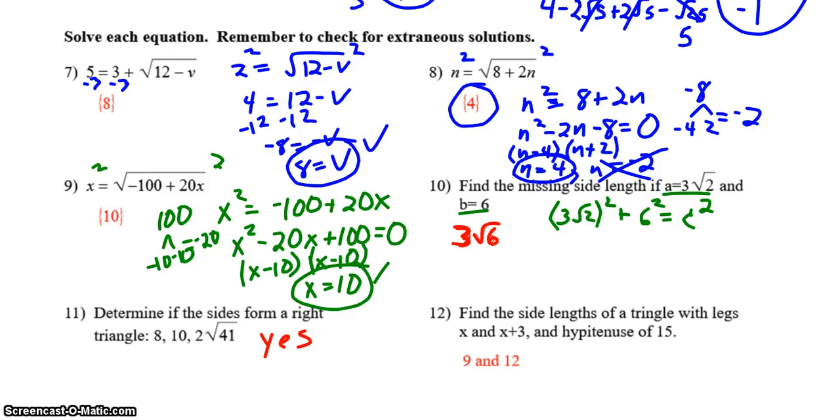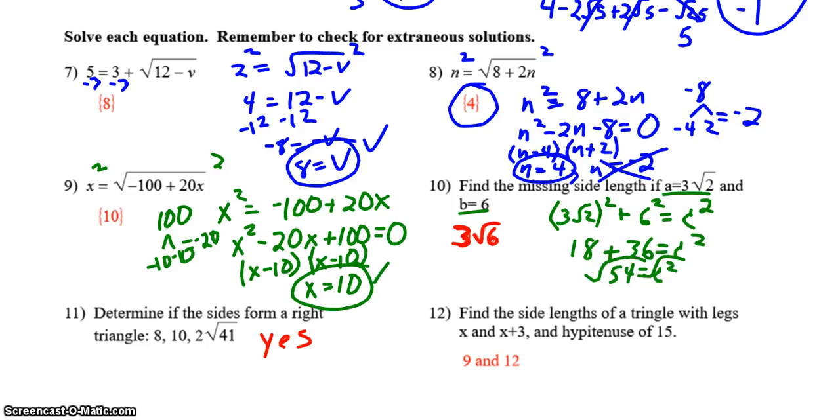3 root 2 squared means 3 root 2 times 3 root 2, which is 9 root 4. Square root of 4 is 2, so that would be 18. And you can do that on your calculator as well, but 3 root 2 squared would be 18. 6 squared is 36, and that equals c squared. 18 plus 36 is 54, so 54 equals c squared.